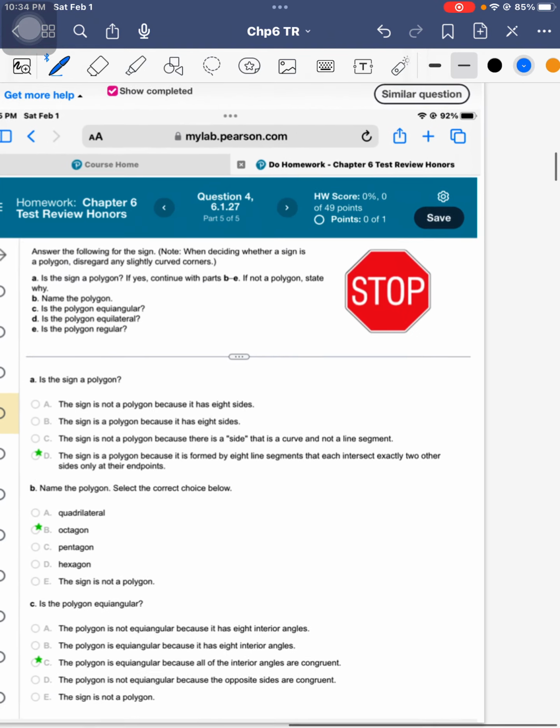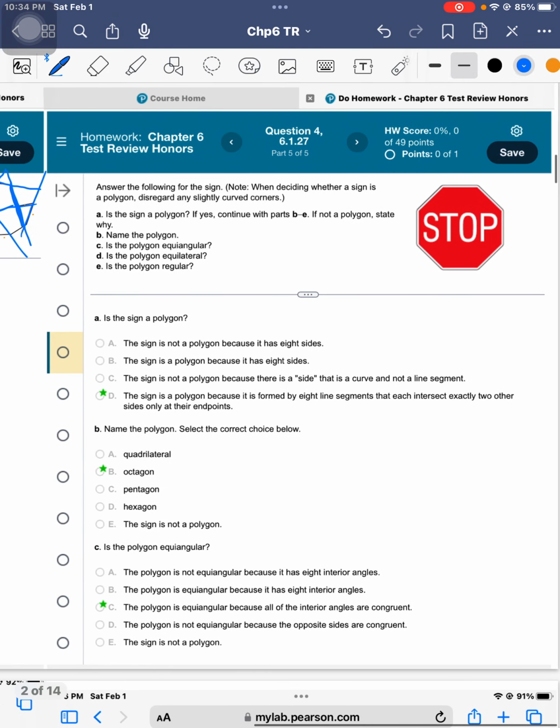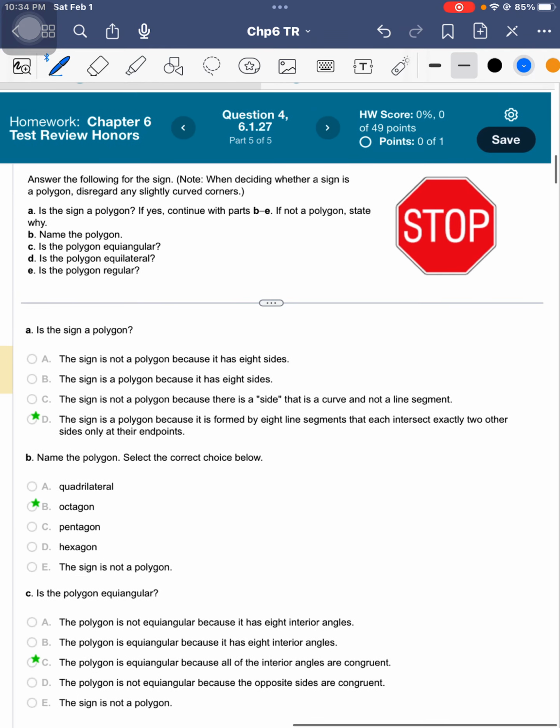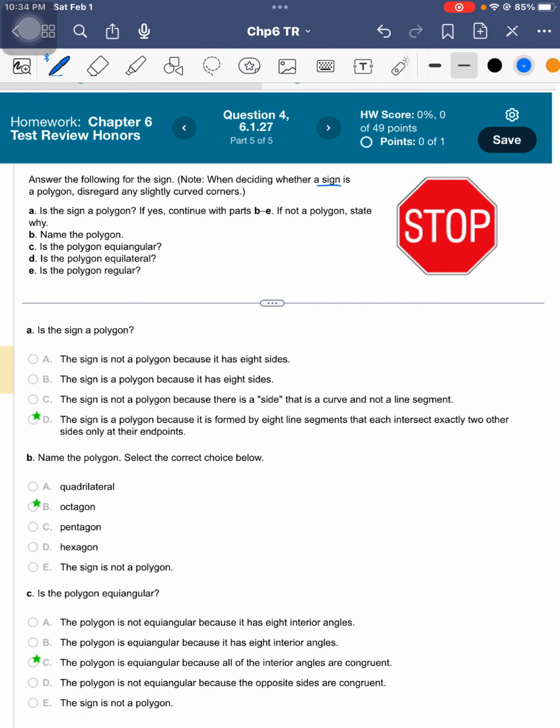All right, so this is a 5-part question. This is very important. Answer the following for the sign. Note, when deciding whether a sign is a polygon, disregard any slightly curved corners. So this is pretty much saying, this is one of those types of questions that's saying, like, assume if this is 5 inches, assume this is also 5 inches. Like they don't want you to be there measuring it, okay? So let's answer the questions.